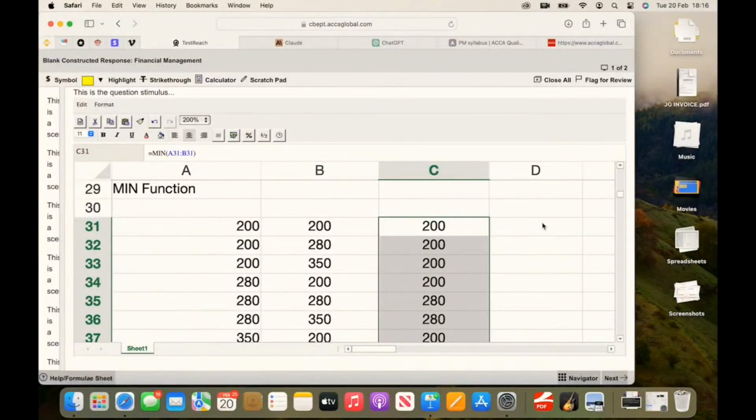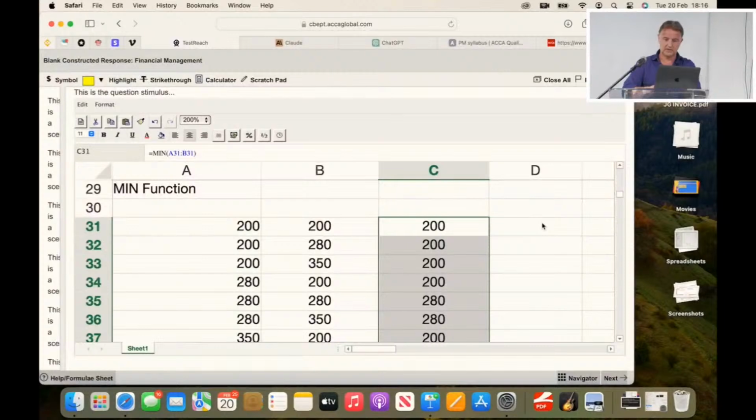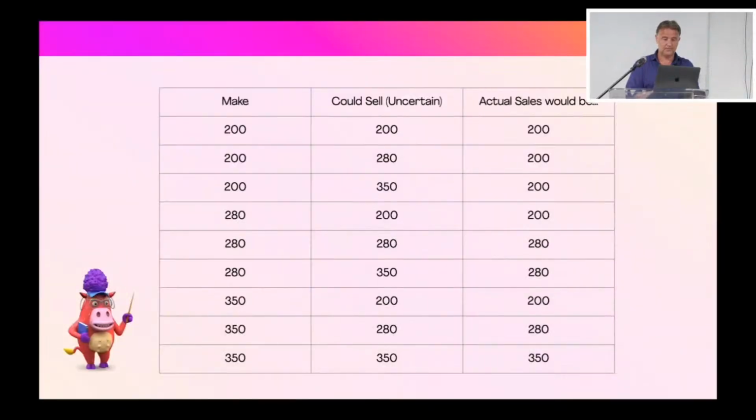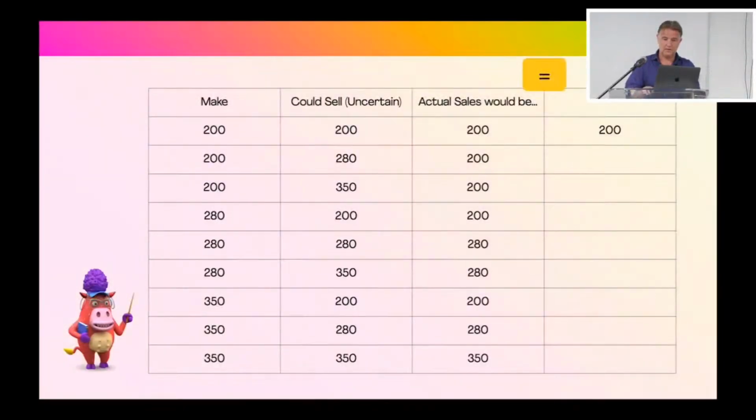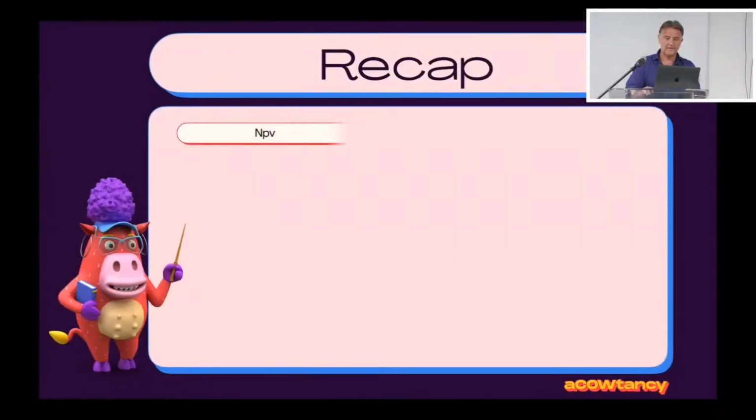I appreciate. How are we doing for time? We're okay, actually, aren't we? Yeah, we're all right, actually. I thought I was a bit further on than I am. Any questions? Minimum, just put your values in and you're done.